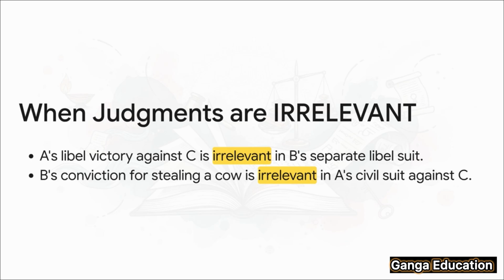Same with illustration B. B gets convicted for stealing A's cow. Later, A sues C, who bought the cow from B, to get it back. B's criminal conviction can't be used in this civil suit. The civil court needs to decide based on its own evidence, not the criminal court's finding.